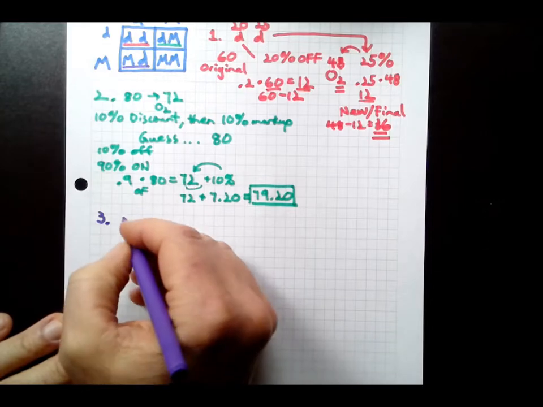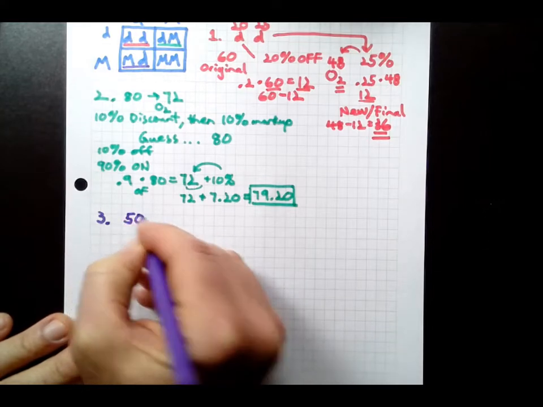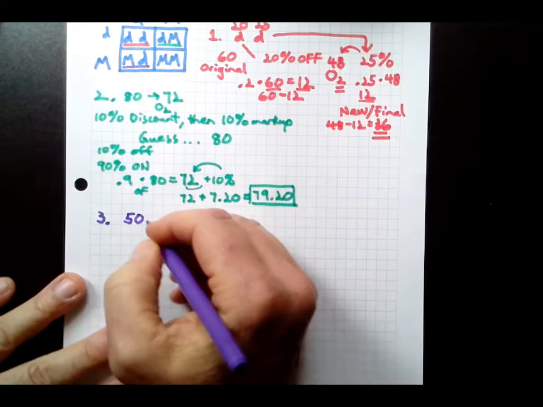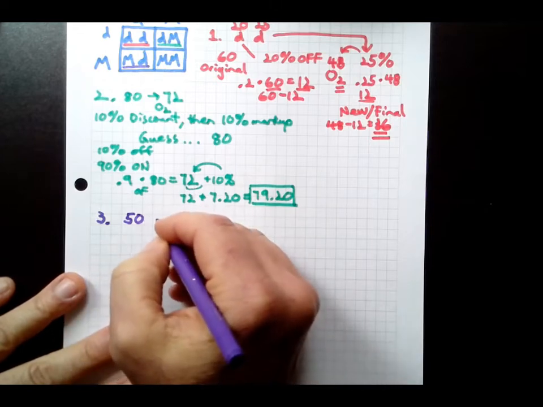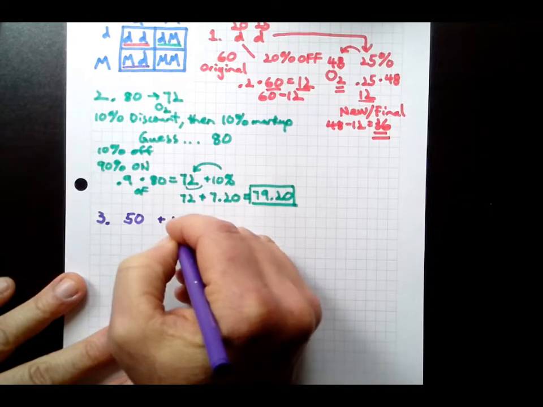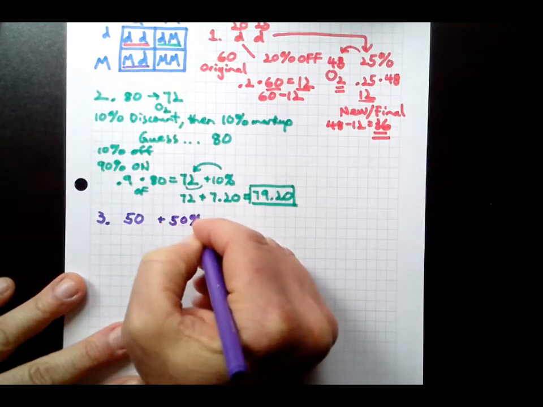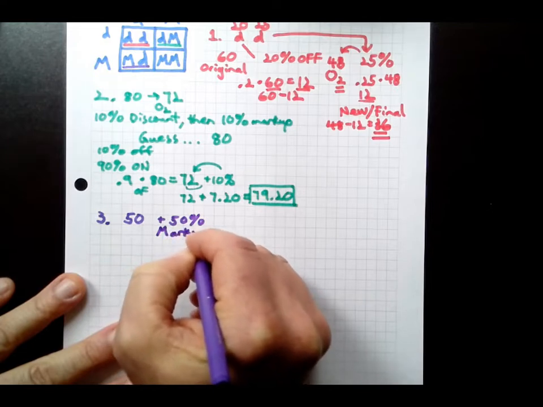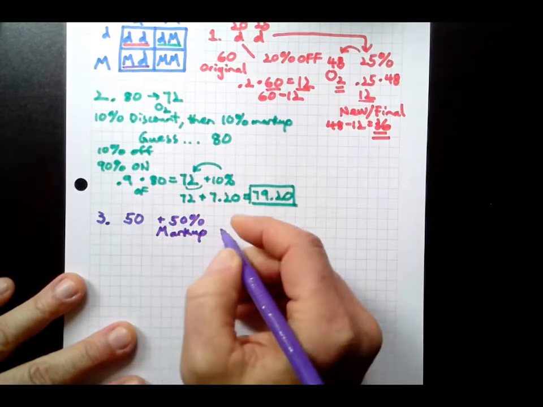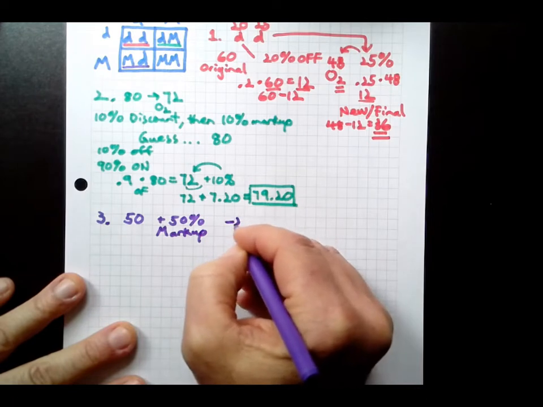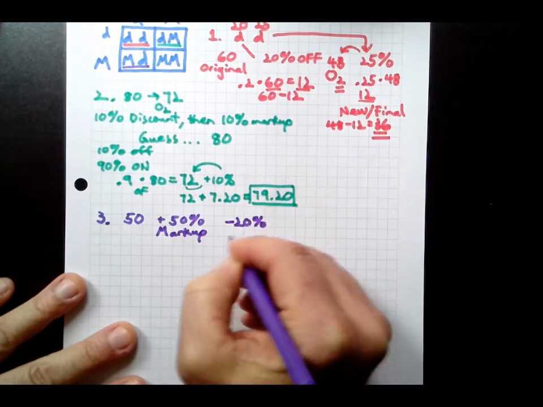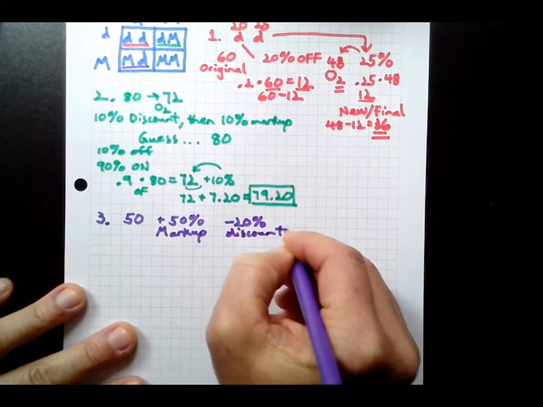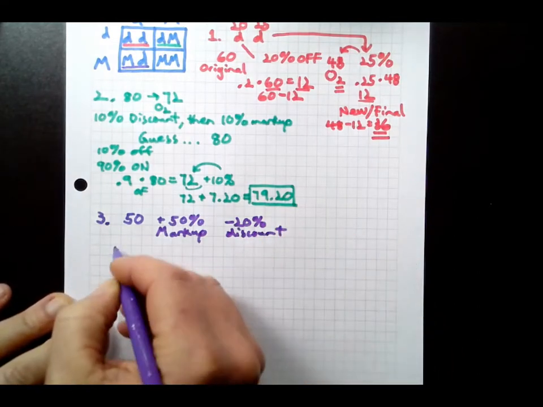So let's just take a simple number like 50. Let's say I pay $50 wholesale for something, and I mark it up by 50%. Let's call that the markup, capital M. And then let's say a while later I have a sale and I take 20% off. That's the little d, the discount. Okay, let's do our two-stage thing here.